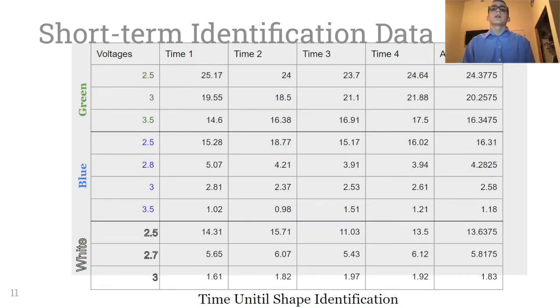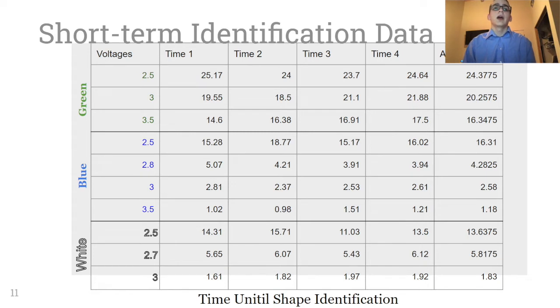For green, I tested from 2.5 volts to 3.5 volts. As you can see on the right-hand side, the averages for this consisted anywhere between 24.3 to 16.3. Although this was a higher voltage than what yellow had, the times, as you may notice, were higher overall.